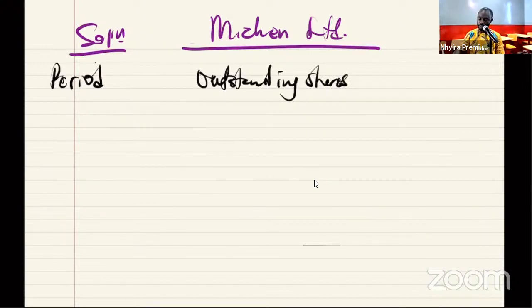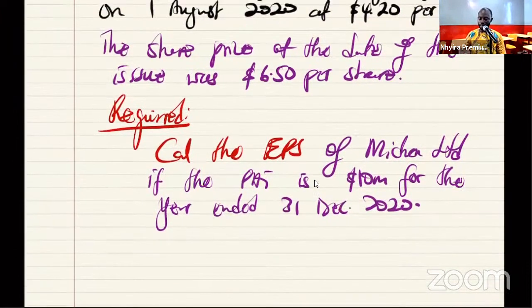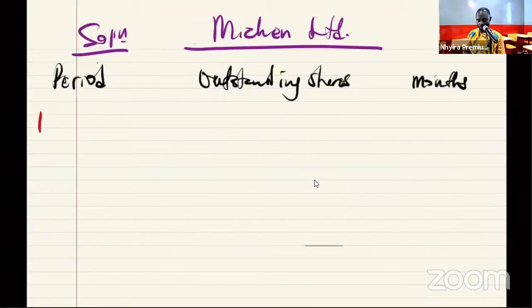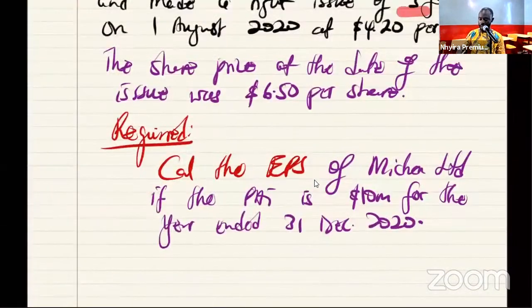We can look at the months in that case. Since the year ended is 31st December, that means the year start was 1st June. So from 1st June 2020, the entity had issued 100,000 shares. Now, note that the right issue was made on 1st August.